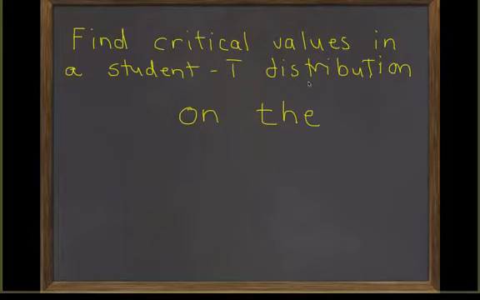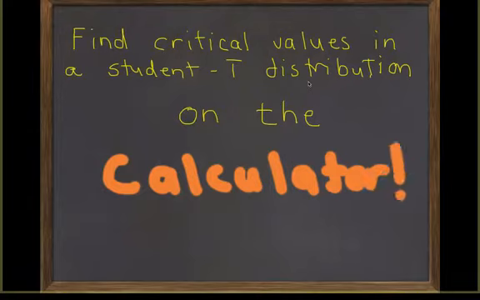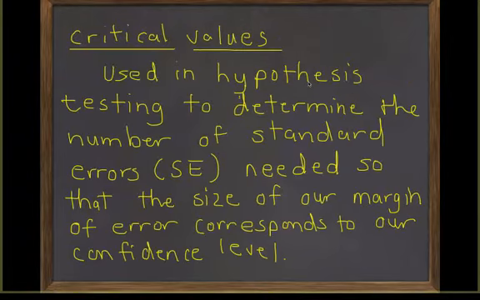This video will be about finding critical values in a student t-distribution on the calculator. Critical values are used in hypothesis testing to determine the number of standard errors needed so that the size of our margin of error corresponds to our confidence level.